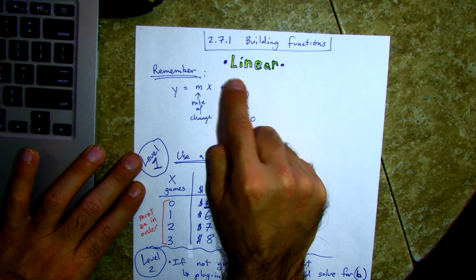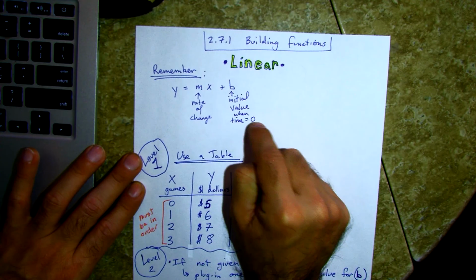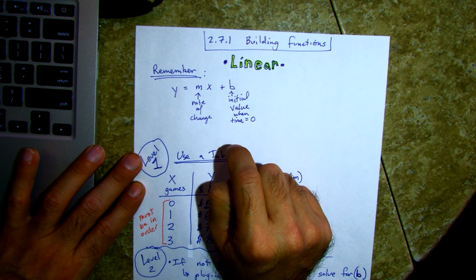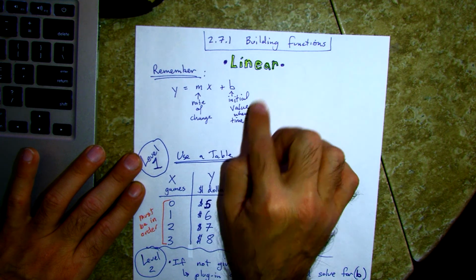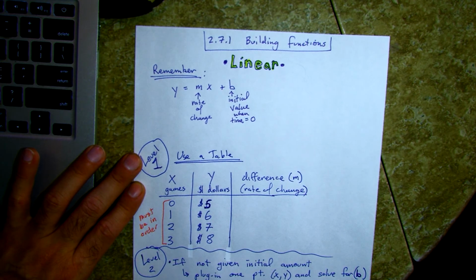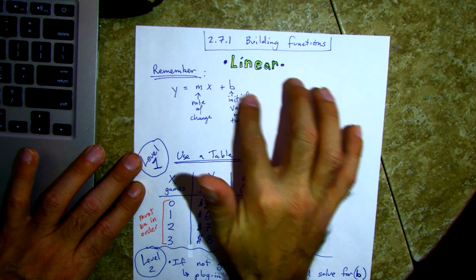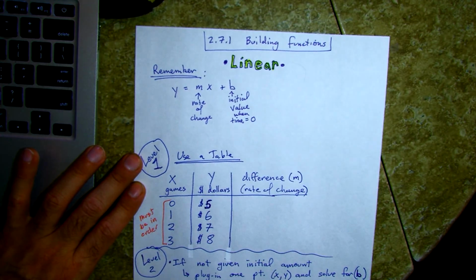Our b value is our initial value. It's when time is 0. It's what you start with. And as far as a graph goes, we don't have to graph these. But the graph of this would be the b value is the y-intercept, because that's when time is 0. Okay, it's a side point.